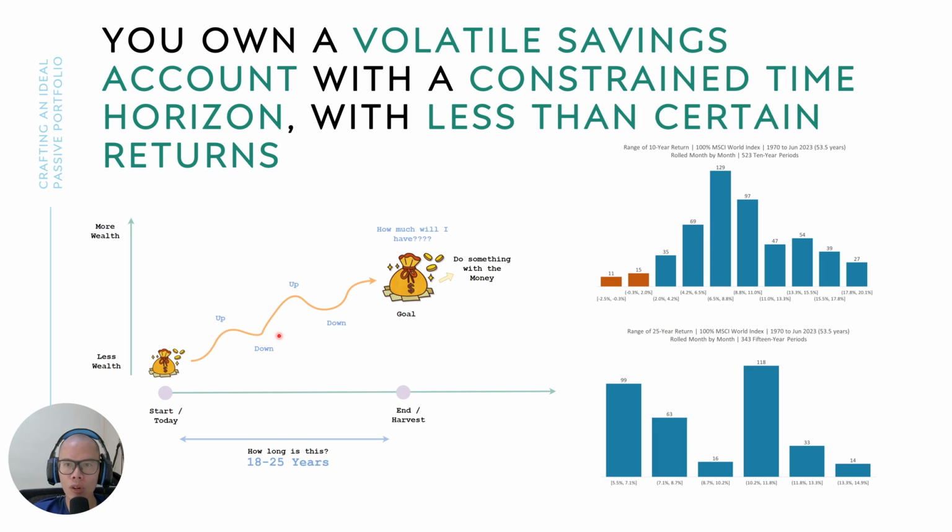Okay, so this is likened to owning a volatile savings account with a constrained time horizon and less than certain returns. I'm probably going to get some flak for saying this is a savings account, because this is not a savings account, but the framing is something like a savings account or an endowment plan that has a certain long horizon. Along the way, you're going to get a lot of volatility, up and down, up and down, up and down.